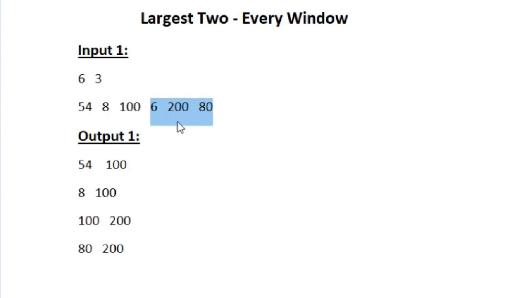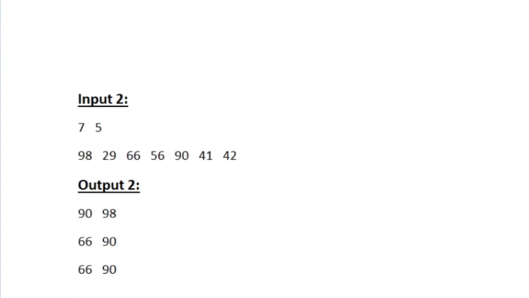So again 6 is the smallest, so we omit it, and the remaining largest two integers are 280. So in our output also we print those two integers as our output. So this is how we will be printing our output. Now let us see our sample input 2.